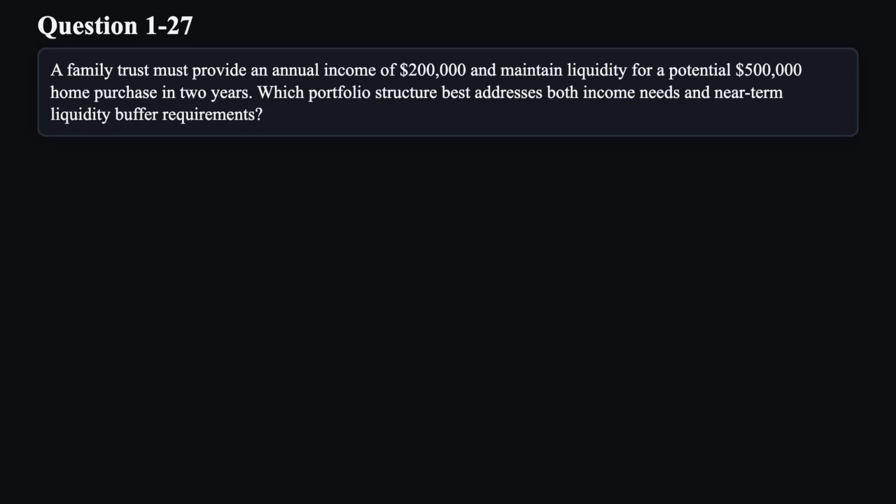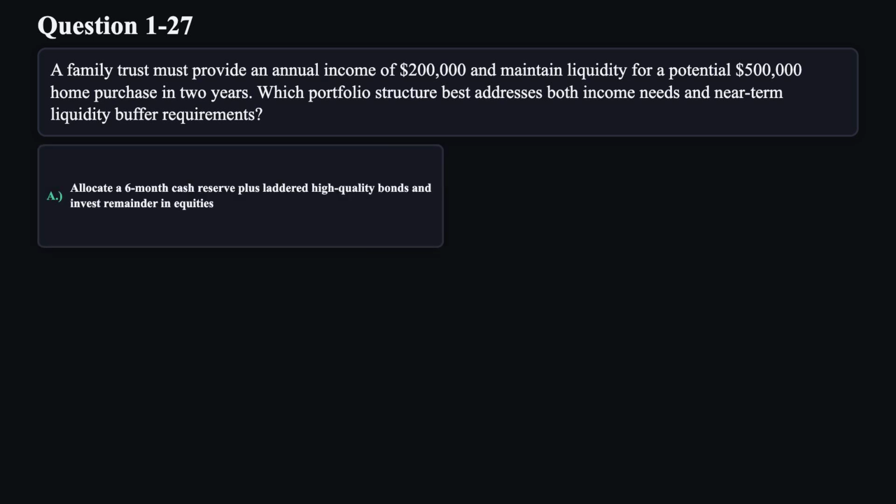Question 27. A family trust must provide an annual income of $200,000 and maintain liquidity for a potential $500,000 home purchase in 2 years. Which portfolio structure best addresses both income needs and near-term liquidity buffer requirements?